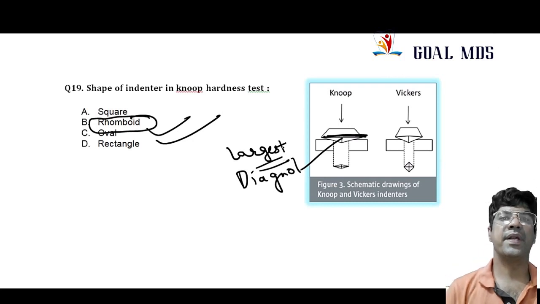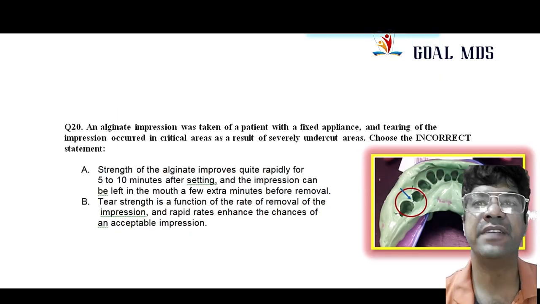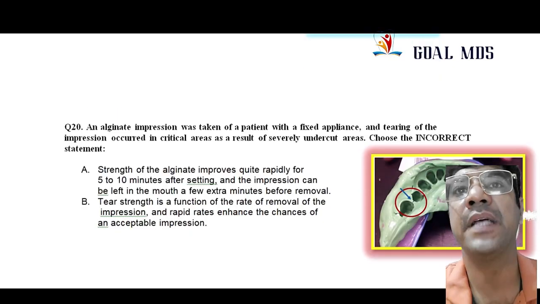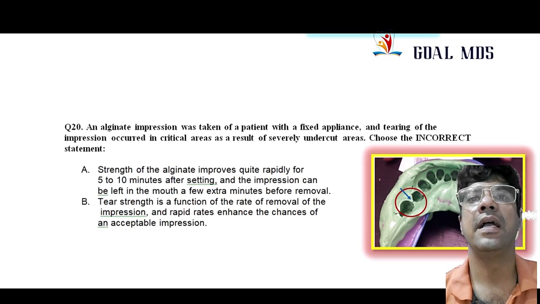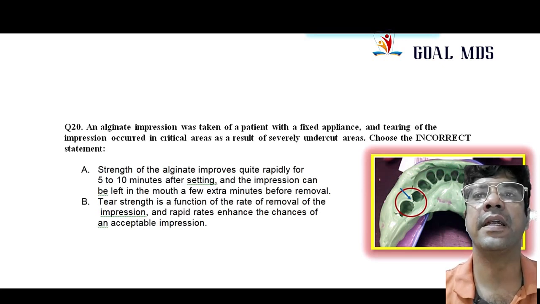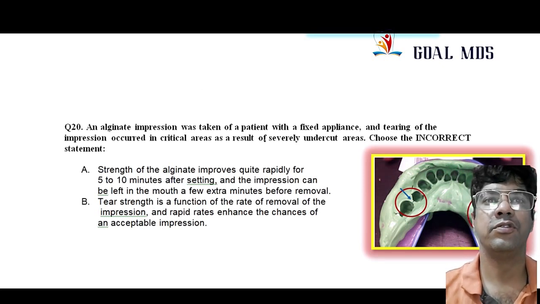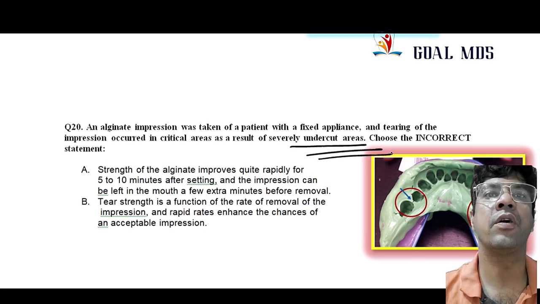An alginate impression was taken of a patient with a fixed appliance, and tearing of the impression occurred in a critical area as a result of severely undercut areas. So choose the incorrect option.